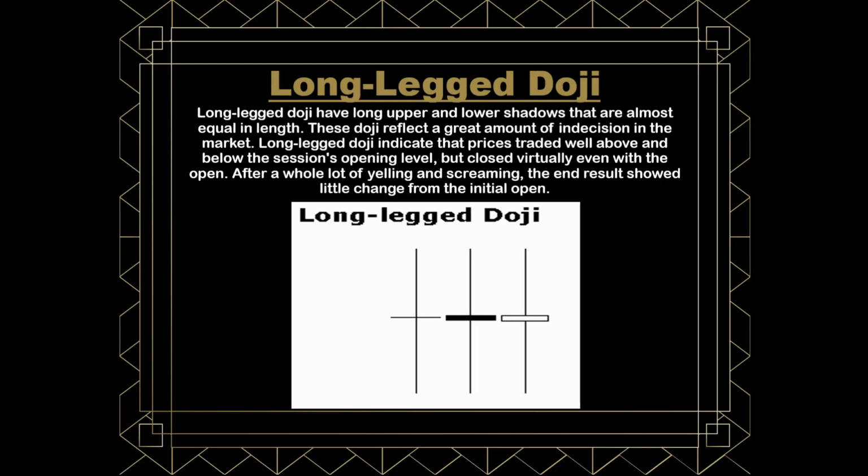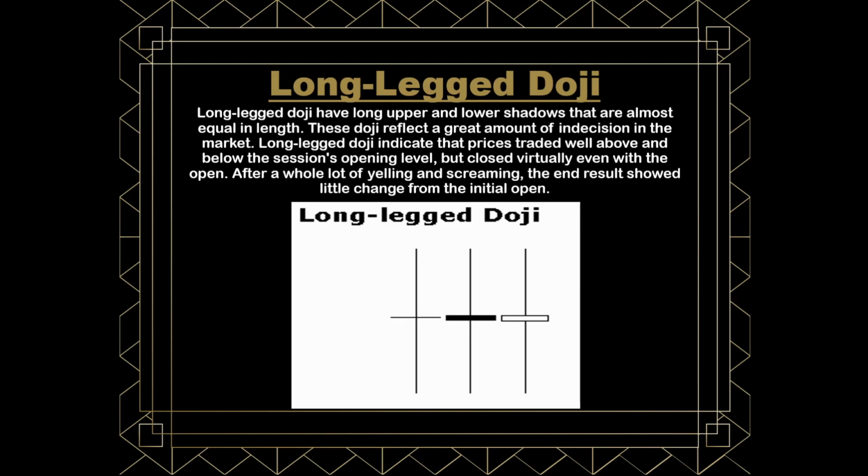Long-legged dojis have long upper and lower shadows that are almost equal in length. These dojis reflect a great amount of indecision in the market. Long-legged dojis indicate that prices traded well above and below the session's opening level, but closed virtually even with the open. After a whole lot of yelling and screaming, the end result showed little change from the initial open. These candlesticks indicate a lot of indecision, a big tug of war between the bulls and the bears.